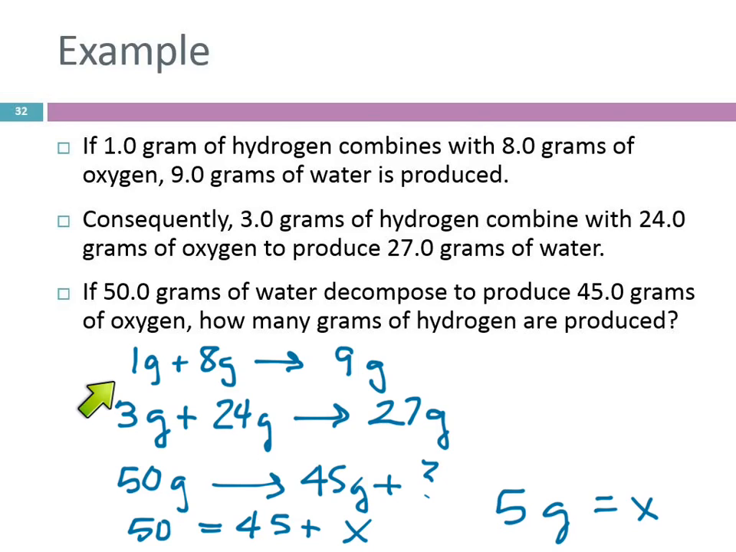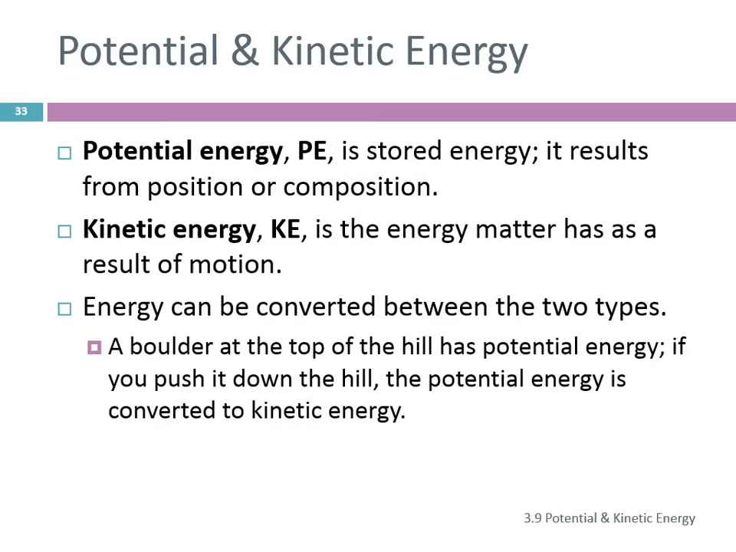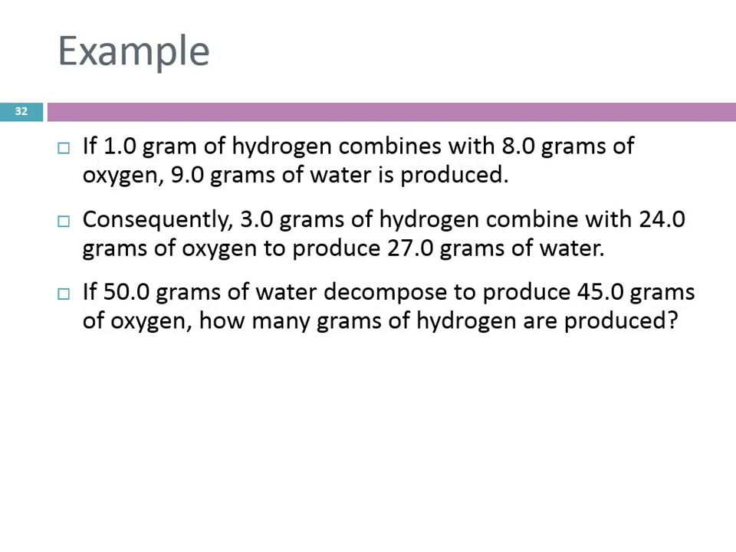And this is interesting. The ratio here of hydrogen to oxygen is 1 to 8. And the ratio here is 1 to 8, 3 to 24. For water, the ratio is always 1 to 8. Did I skip something? No, I didn't.